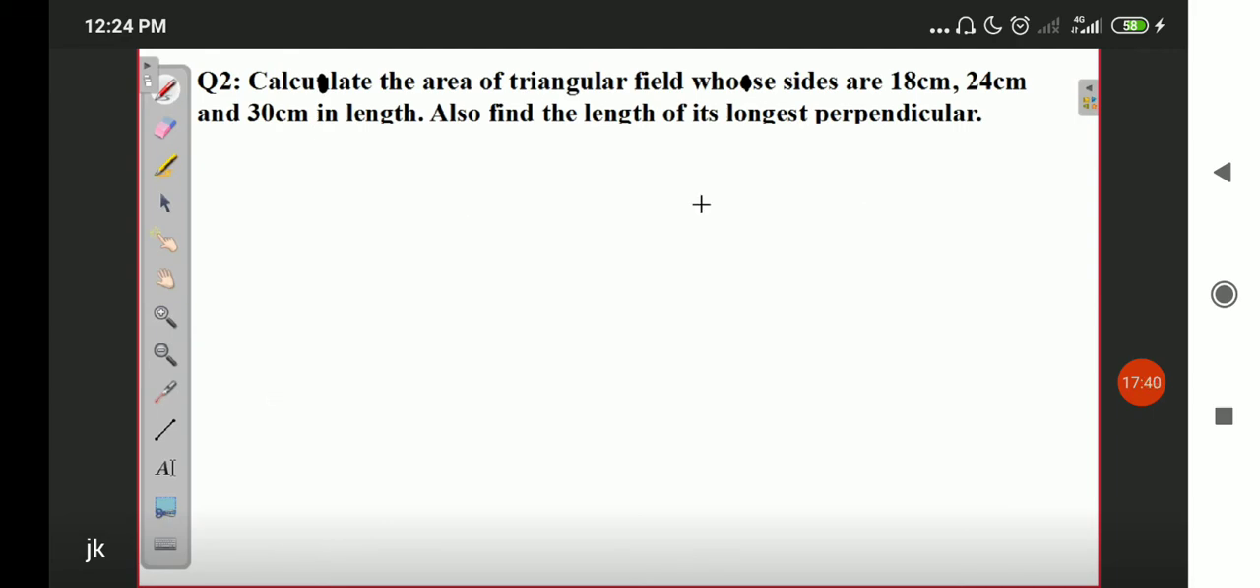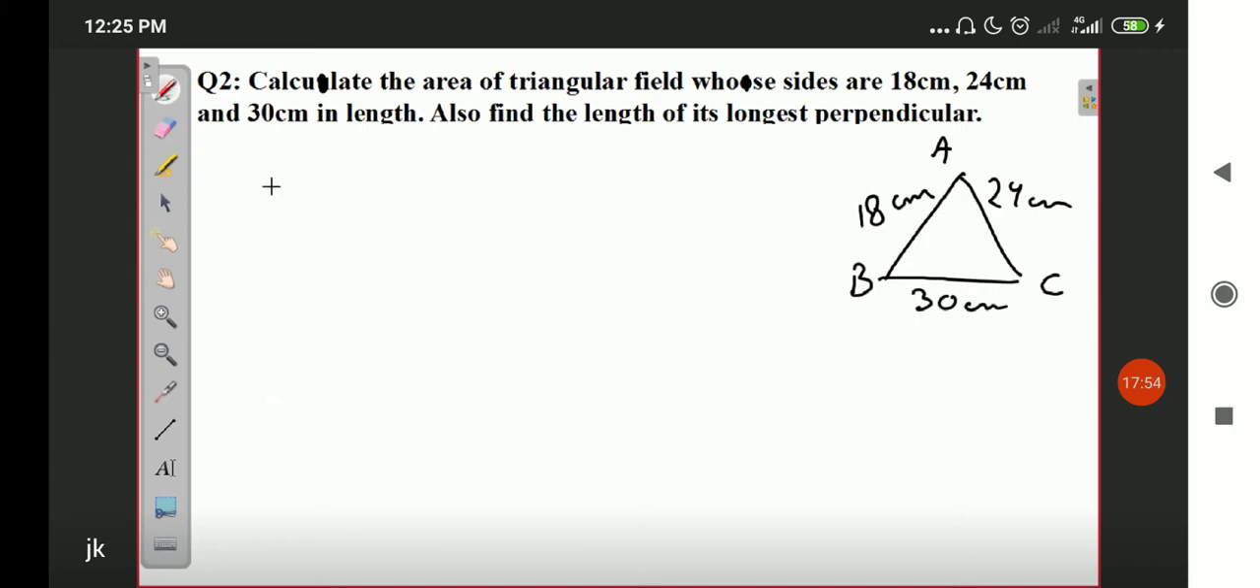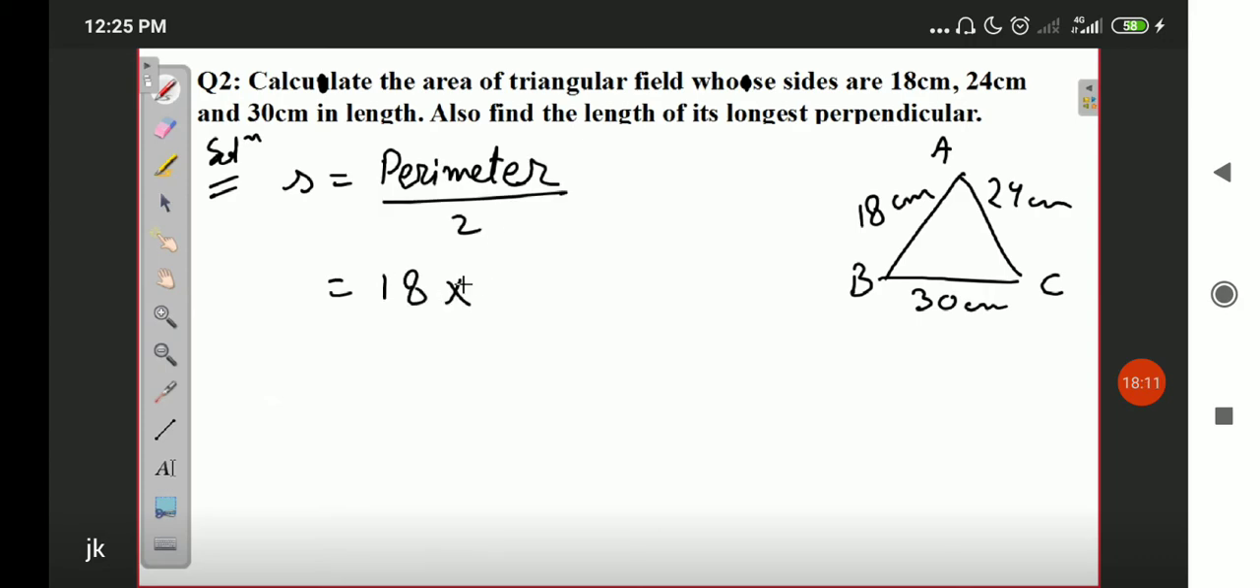Okay, so you draw the diagram. I am drawing a rough diagram this time because I have already explained the question quite well. In triangle ABC, one side is 18 centimeter, one side is 24 centimeter, and one side is 30 centimeter. I am going to do this one a bit more speedily. S will be perimeter upon 2. And the perimeter of this triangle will be 18 plus 24 plus 30, upon 2.